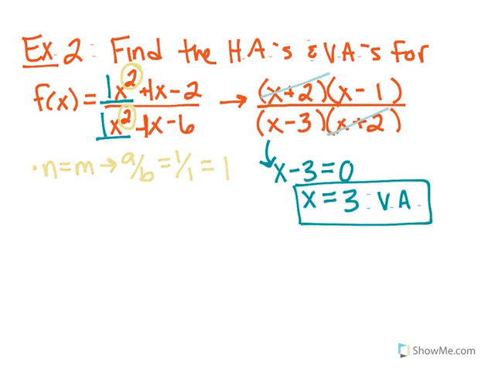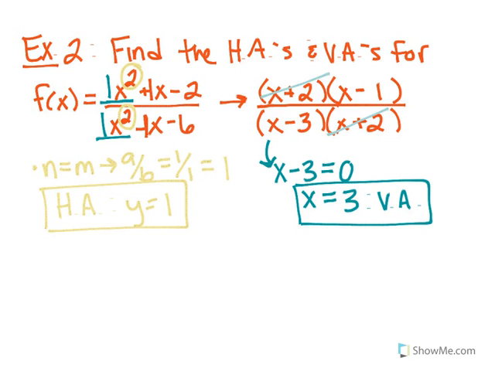So how do we write our equation for this? Well, horizontal asymptotes get the y equals equations. So horizontal asymptote happens when y is equal to 1. So that's how we're going to find our horizontal and vertical asymptotes.